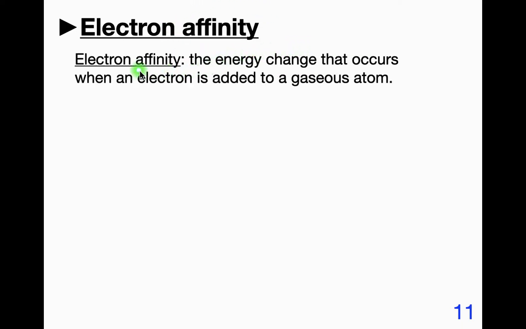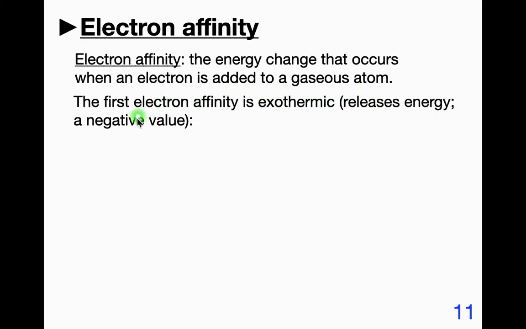Electron affinity. The term affinity means the attraction for. Electron affinity, the energy change that occurs when an electron is added to a gaseous atom. So it's like the opposite of ionization energy. Instead of removing an electron, you're adding an electron. The first electron affinity is exothermic, which means that energy is released. It's a negative value. You lose energy.